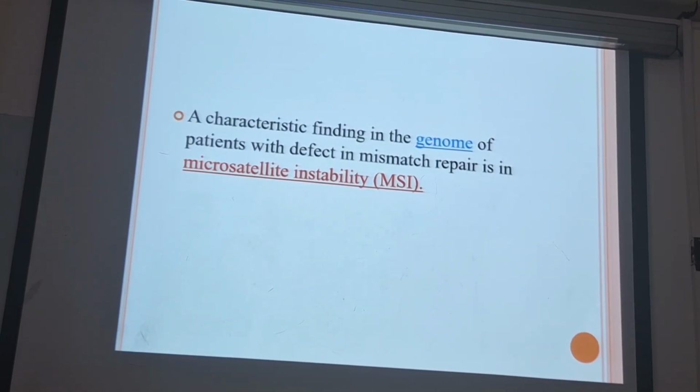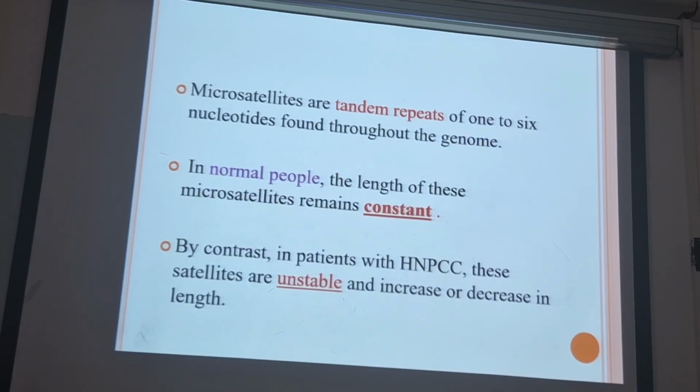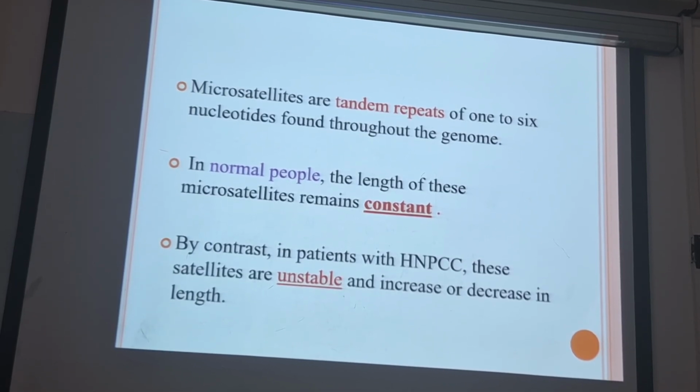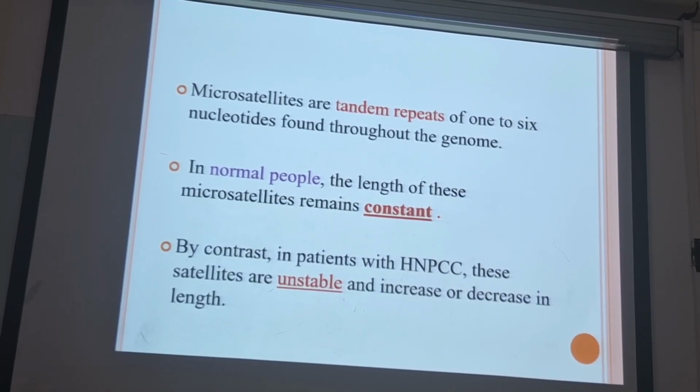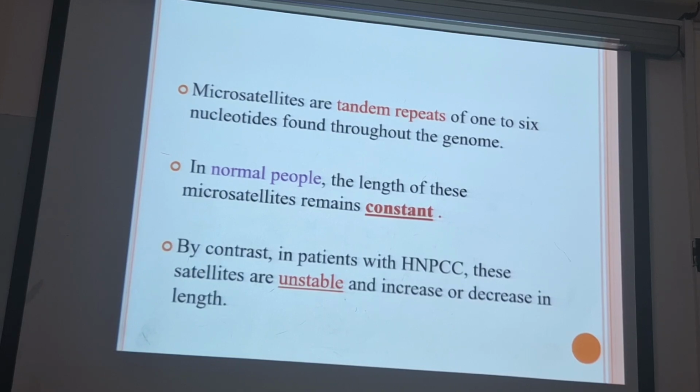A characteristic finding in the genome of patients with a defect in mismatch repair is microsatellite instability. Okay, now about microsatellites. Microsatellites are repeats of 1 to 6 nucleotides found throughout the genome. In normal people, the length of these microsatellites remains constant with any dividing. But in patients with HNPCC, these satellites are unstable and increase or decrease in length.